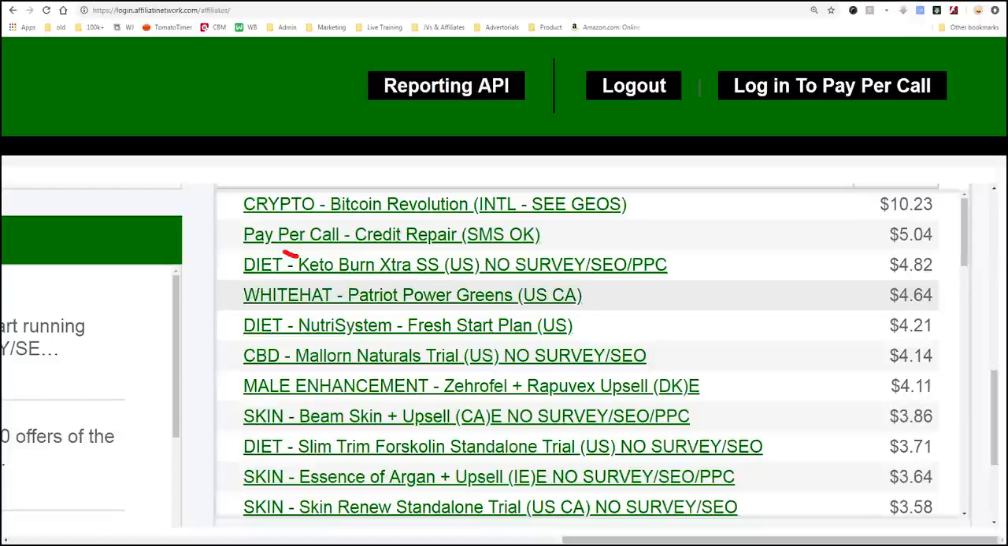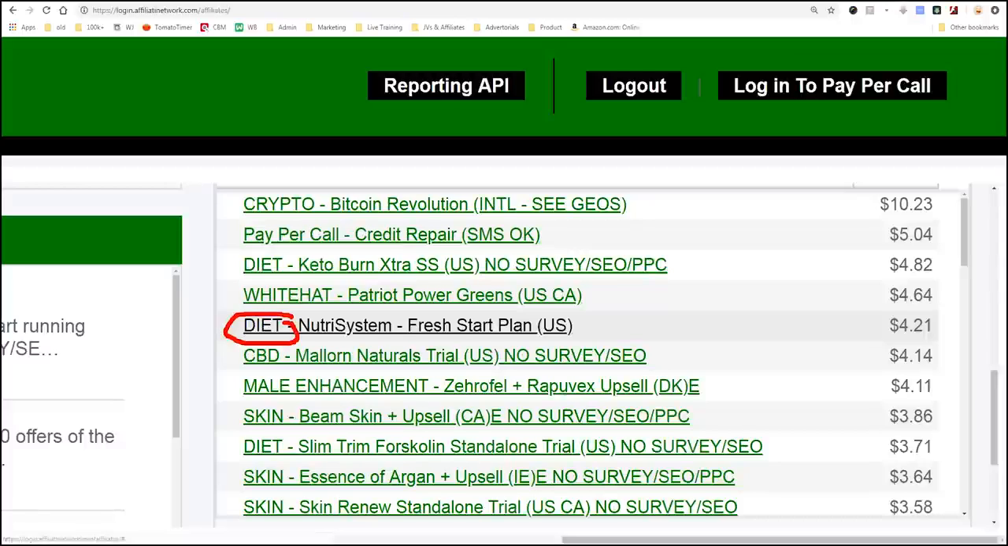As you'll see, diet appears a couple times here. You see diet, and the product's name is Keto Burn Extra SS. SS stands for straight sale. It's only US. And notice that in the offer description, it's saying you can't do surveys for this. You can't use SEO or PPC. Probably be advertising this as, there's a lot of other ways. I won't go into that. You'll see diet also appears here, Nutrisystem, diet again, Slim Trim Forskolin.